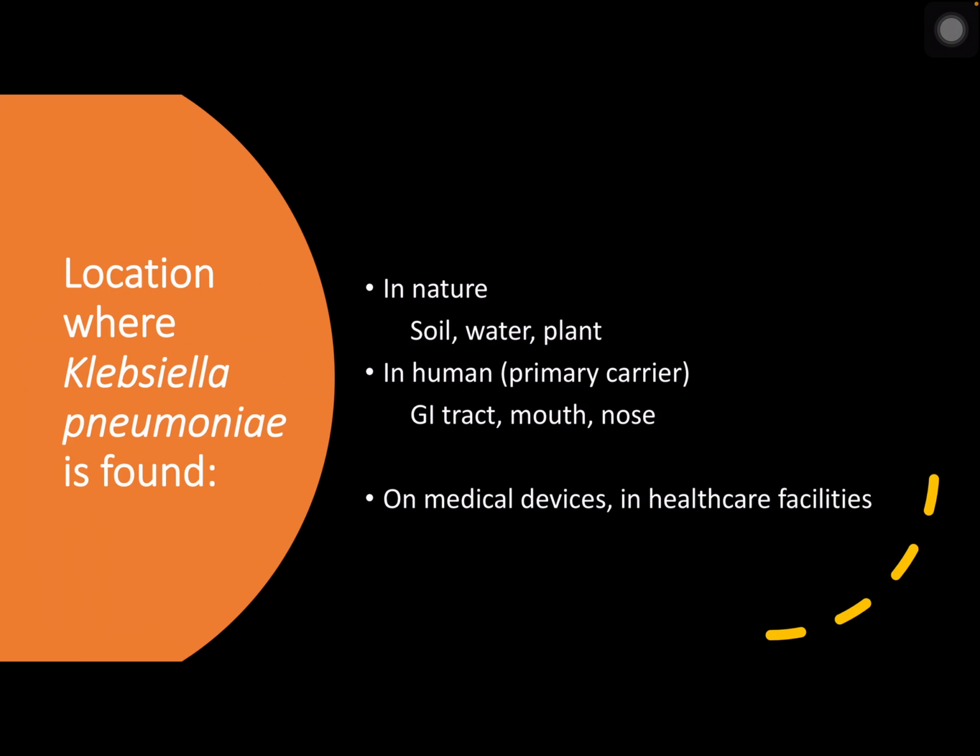Klebsiella pneumoniae can be found almost everywhere within the environment. In nature, it can be found in soil, surface water, plants, and even in animals. In humans, it can be found in the mouth, nose, and the gastrointestinal tract, which is the GI tract. And because the bacteria has fimbriae, it allows the bacteria to stick or attach to medical devices in healthcare facilities.